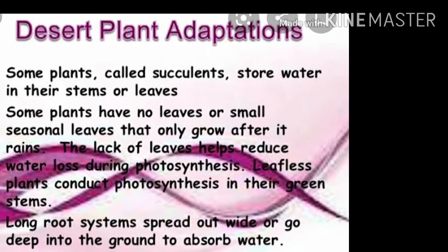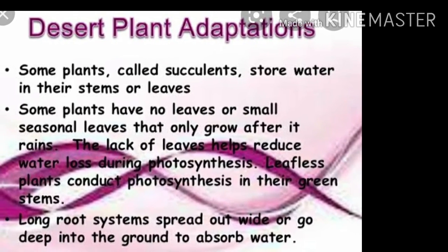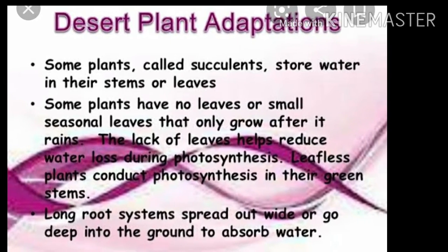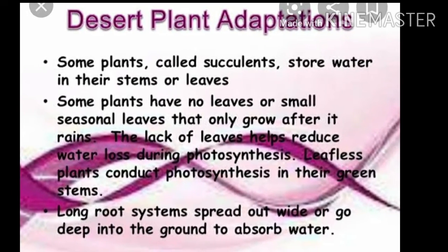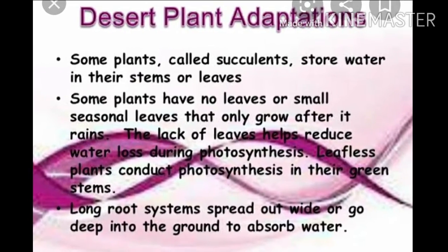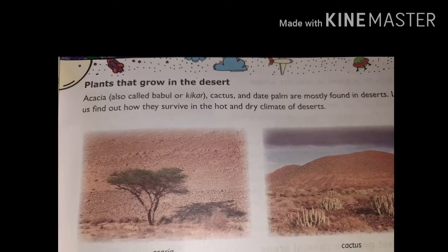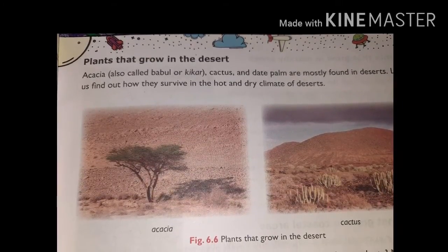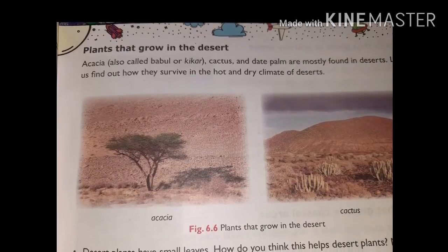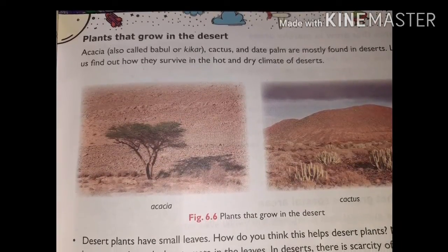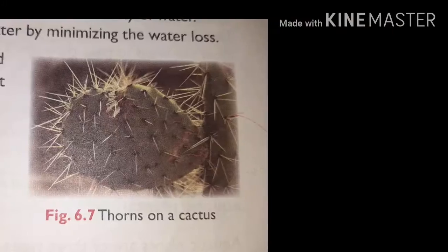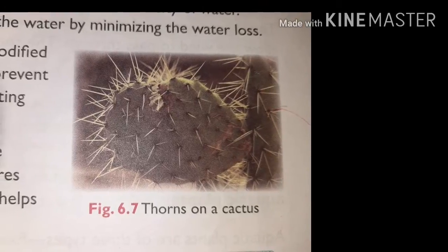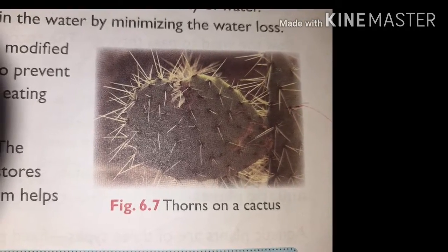Let's see now desert plants. Plants that grow in the desert are acacia, which is also called babul or kikar, and cactus, date palm are mostly found in deserts. Let us find out how they survive in the hot and dry climate of deserts. Desert plants have small leaves. Most plants lose water through the stomata in the leaves. In deserts, there is scarcity of water, means there will be shortage of water, as deserts get very little rainfall. Smaller leaves help the desert plants to retain the water by minimizing the water loss.